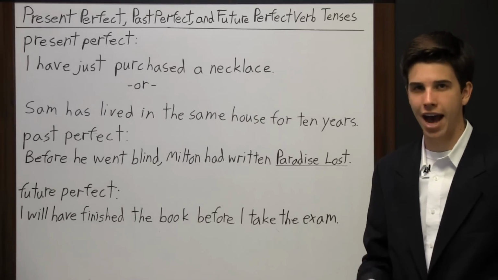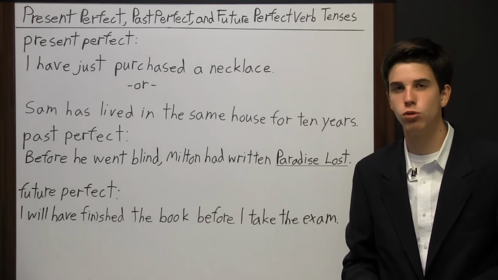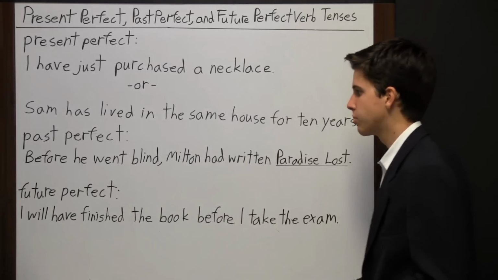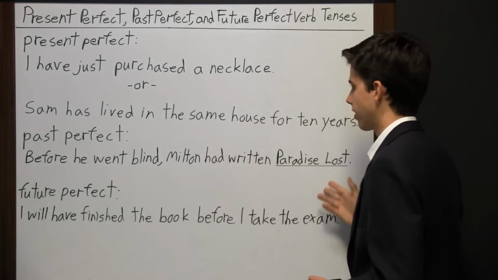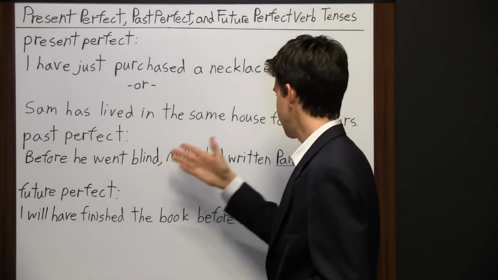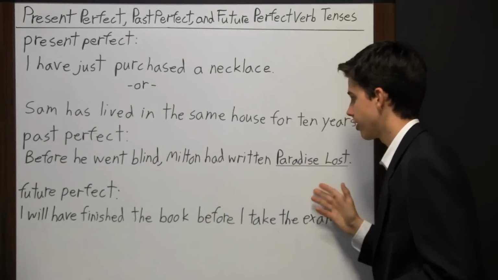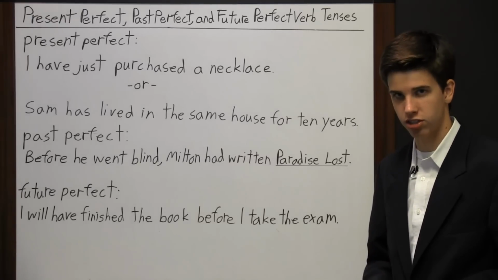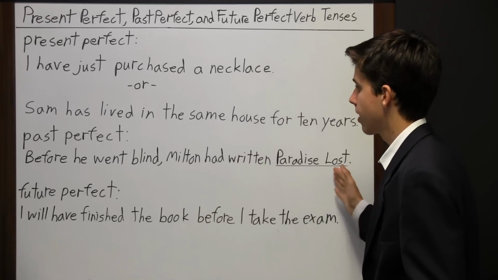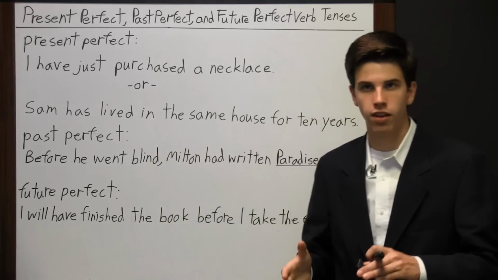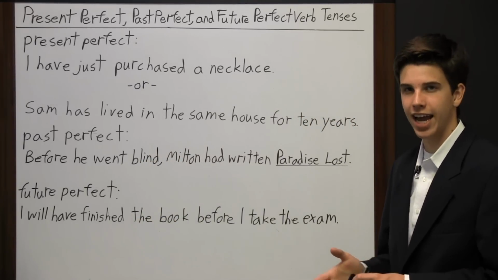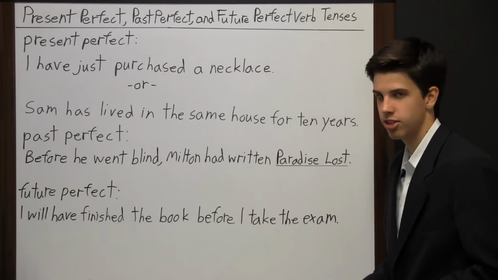And then we have the past perfect, which indicates how 2 finished actions are related in time. The example here is: before he went blind, Milton had written Paradise Lost. We're looking at 2 actions here, Milton going blind and Milton writing Paradise Lost. Both of these are finished actions. This sentence is showing that Milton wrote Paradise Lost before he went blind. Here, the first completed action is using the past perfect, while the second action is using the simple past.